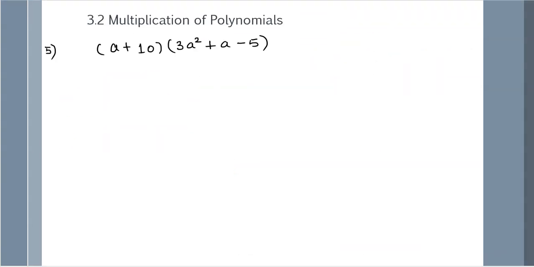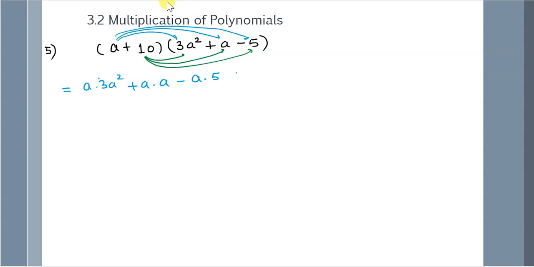Now let's see how we multiply a binomial with a trinomial. Okay. Again the same thing, but instead of multiplying with two terms, it will be getting multiplied with three terms. Okay. So what does this give you? A times 3a square plus a times a minus a times 5. Once you practice, you can directly write, you don't have to write it in this expansion.